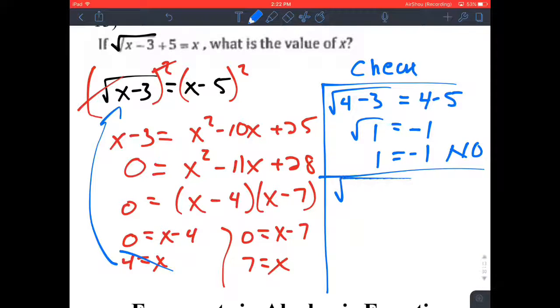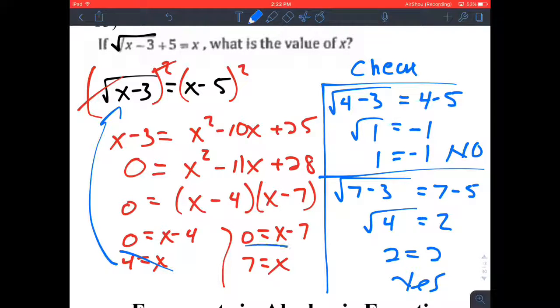If we check the 7, that'd be the square root of 7 minus 3 should equal 7 minus 5. 7 minus 3 is 4. 7 minus 5 is 2. Square root of 4 is 2. 2 does equal 2. So the only answer that actually works for this is 7.